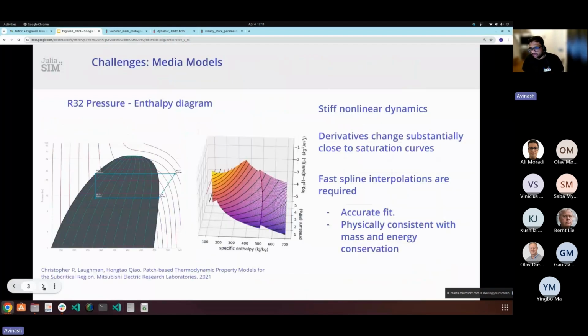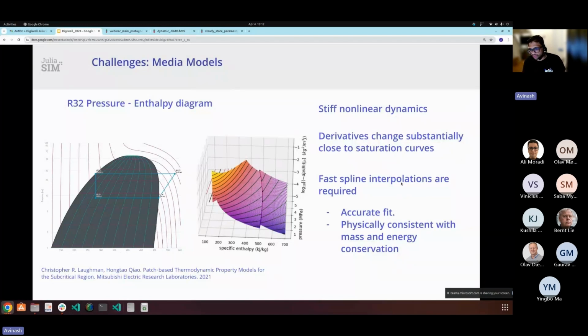Saying a little bit more about these discontinuities, if we look at a pressure enthalpy diagram, this is like a pipe being heated in a refrigeration vapor compression cycle. Commonly at the point of evaporation, densities and their derivatives change very quickly. In addition, getting the media or refrigerant models tends to be a major challenge here.